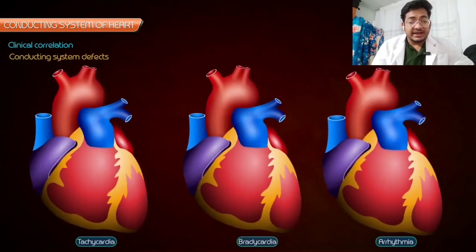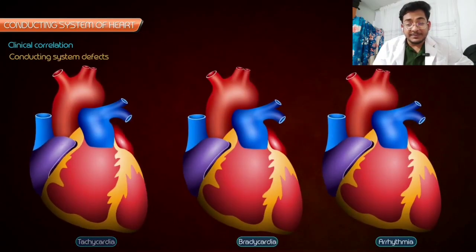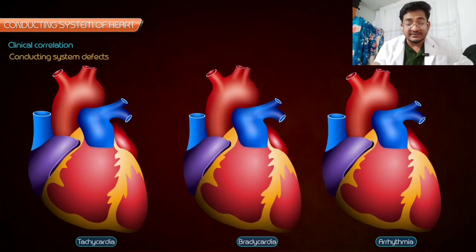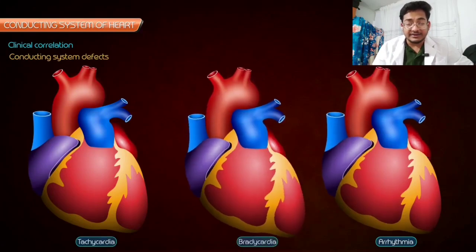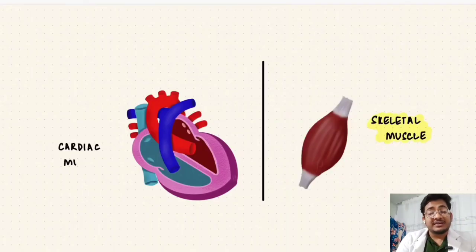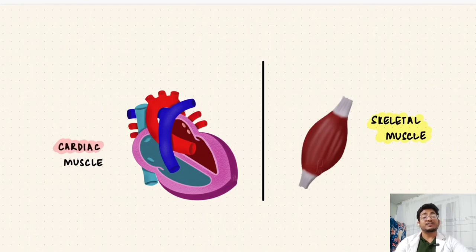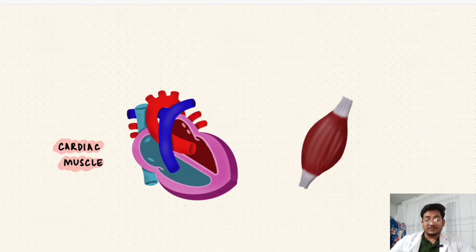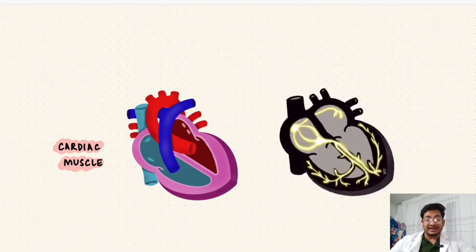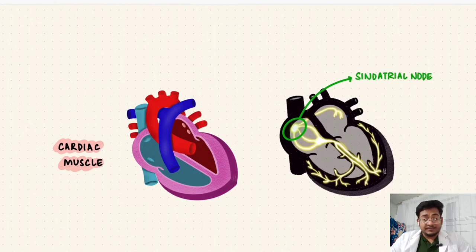An important point to be noted here is that rapid pulse is called tachycardia. The slow pulse is called bradycardia, whereas irregular pulse is known as arrhythmia. So it is very similar to skeletal muscle contraction with a few differences. Unlike skeletal muscle, the impulse that tells the cardiac muscle to contract doesn't come from the nerve. It comes from the pacemaker of the heart, that's the sinoatrial node.